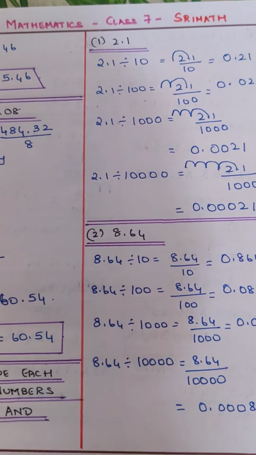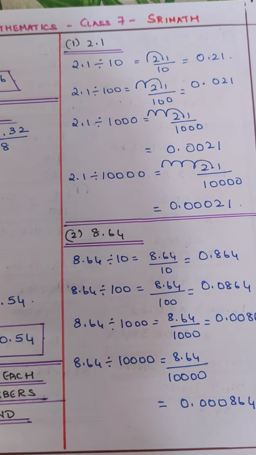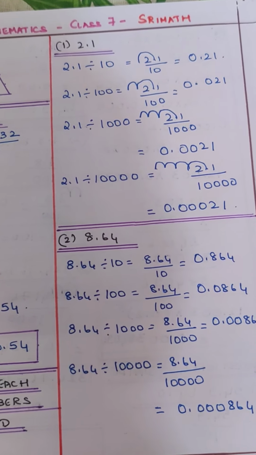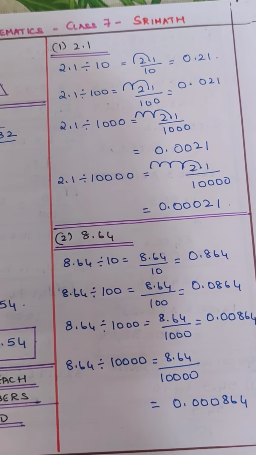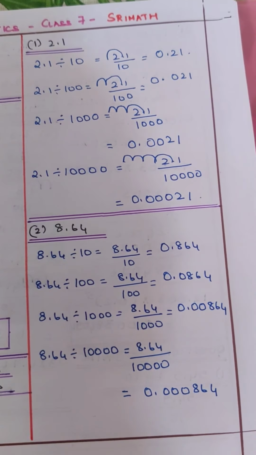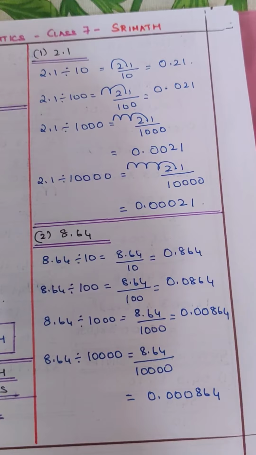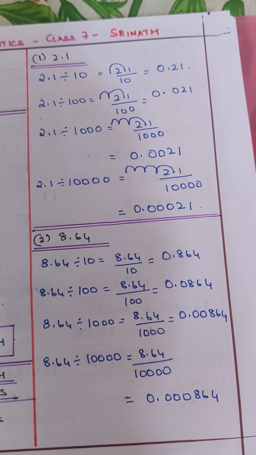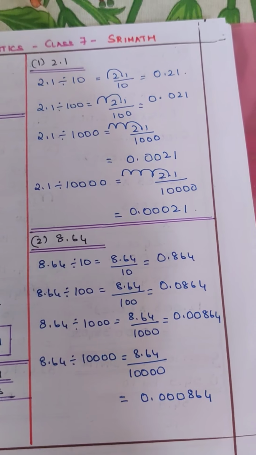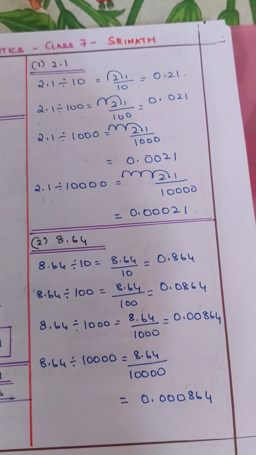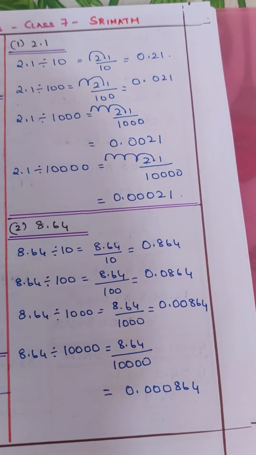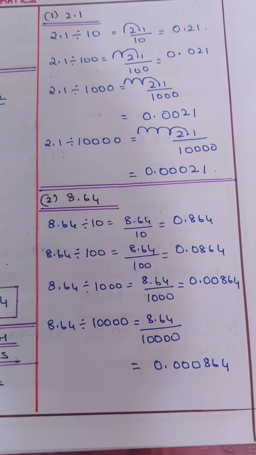The second one is 8.64. 8.64 divided by 10 is 0.864. 8.64 divided by 100 is 0.0864. 8.64 divided by 1000 is equal to 0.00864. 8.64 divided by 10,000 is equal to 0.000864. So hope this is clear. I'm just pausing for a few seconds for you to understand my calculation.